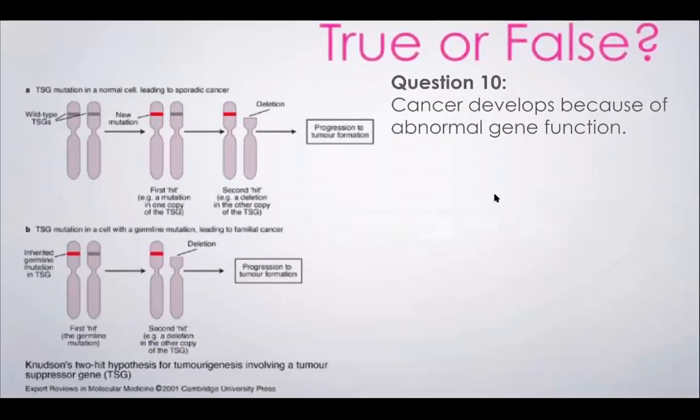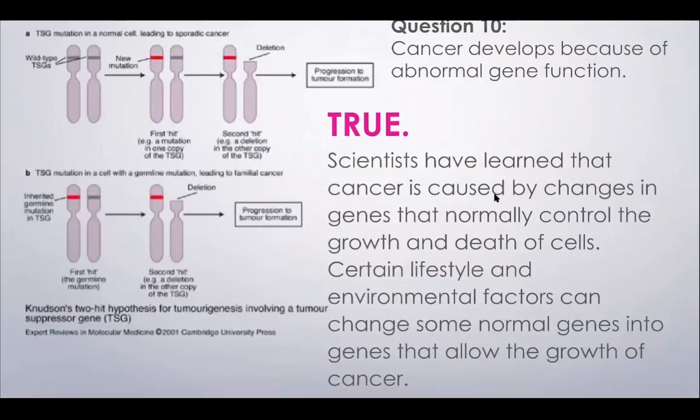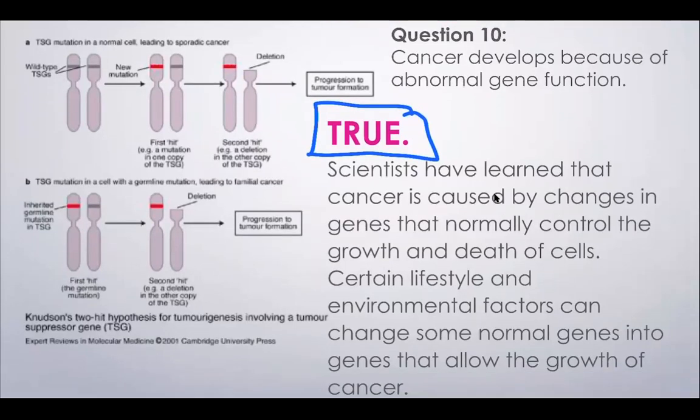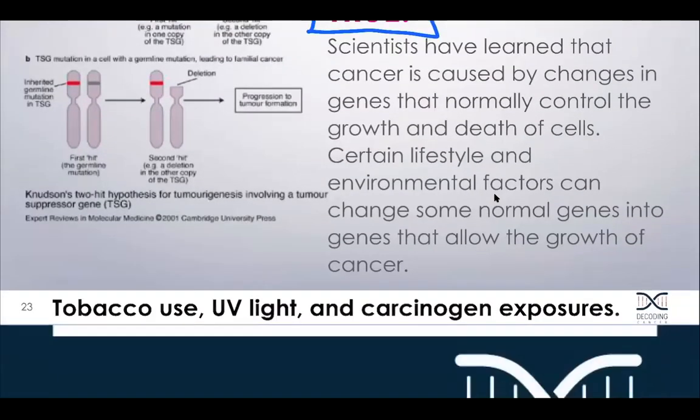Last one was cancer develops because of abnormal gene function. And again, you were torn here. About 50% said true, 50% said false. And so it is actually true. The main driving factor behind cancer and why cells start to divide out of control, right? Tumors is uncontrolled cell growth, is because of a failure in control mechanisms that are governed by our genes, right? So there's 2 genes in particular we're going to look at today that if they don't work, will lead to cancer and tumor growth.